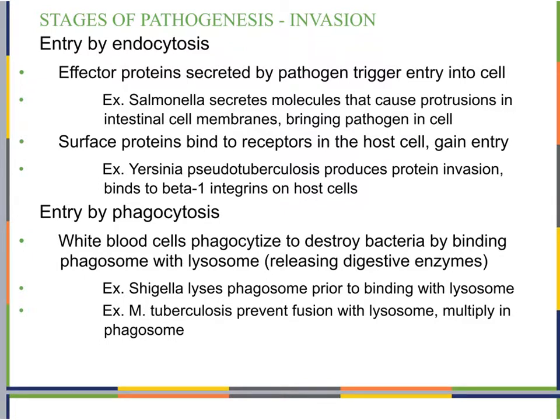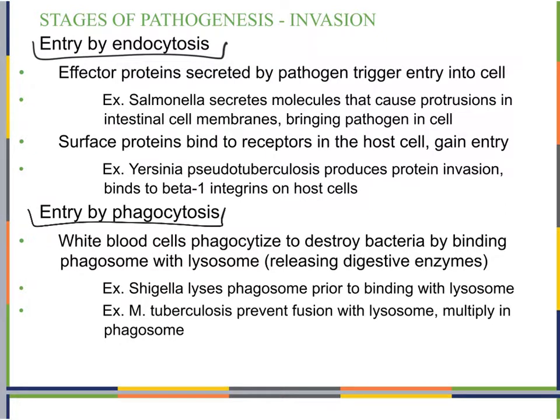So when we have invasion, remember we're getting into the cell, so we've already spoken about things like exoenzymes and toxins, and then we have our intracellular pathogens. Now they have to get inside of the cell in some way. So they can enter by endocytosis or by phagocytosis.